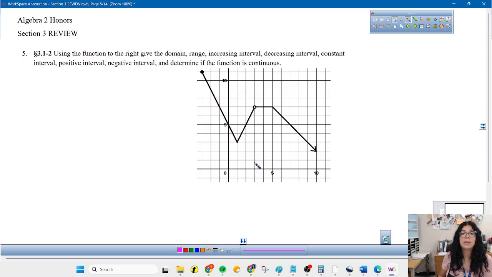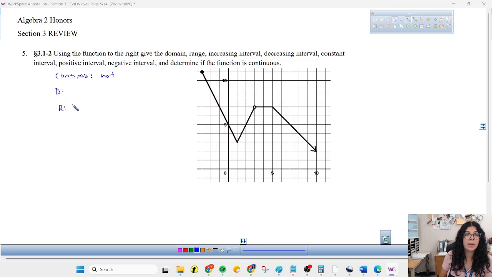Number 5, we're answering the same key features, but now we have a different graph. Again, let's start with continuous. Now this one seems like it would be continuous, and it would be, with the exception of, notice that there is a hole there. Okay, so as long as there is a break in the function at all, then it is not continuous. So this is not continuous either.